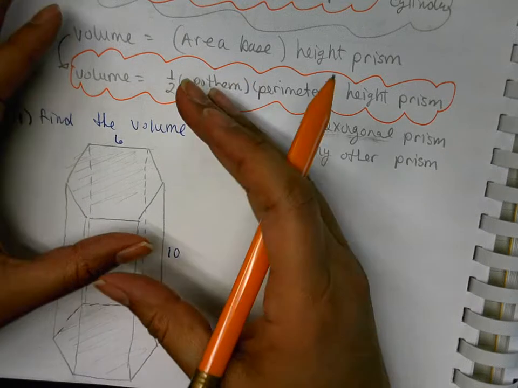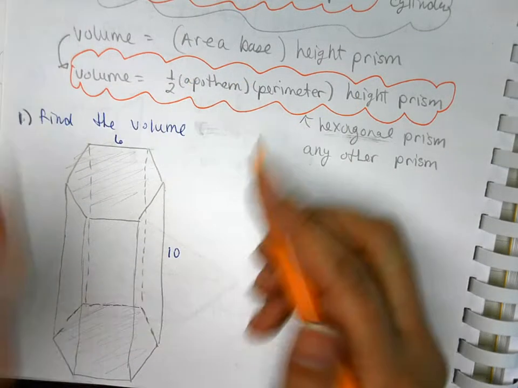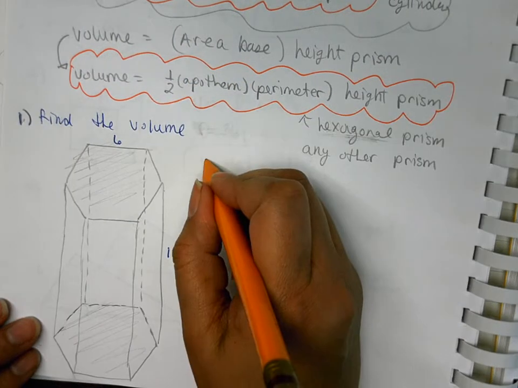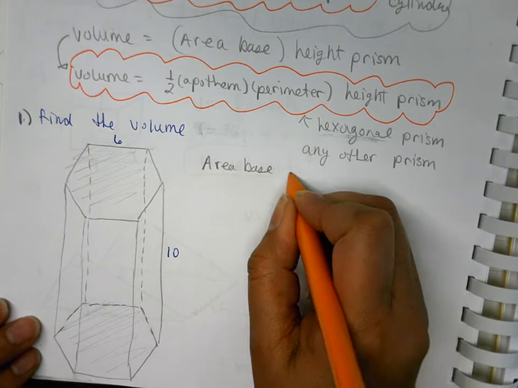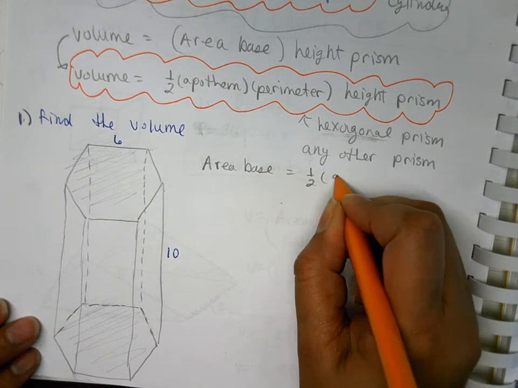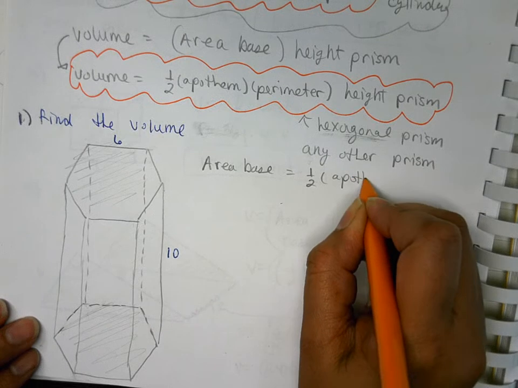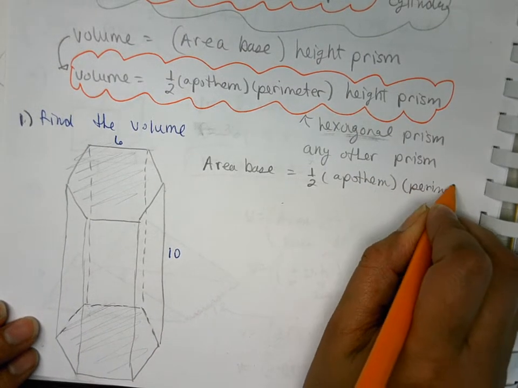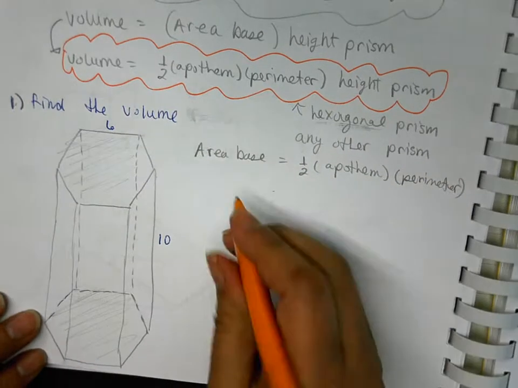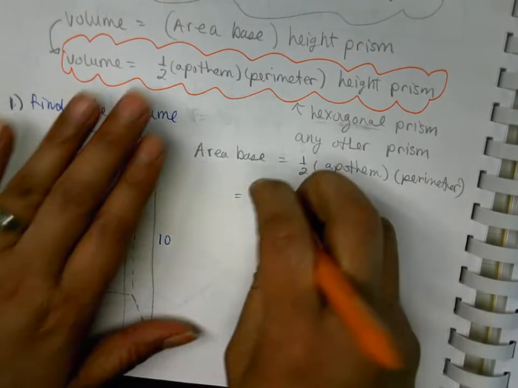Now, what I'd like you to do is ignore everything except for the hexagon. Can you guys picture just the hexagon base? Yes. And area of the base is half the apothem times the perimeter.